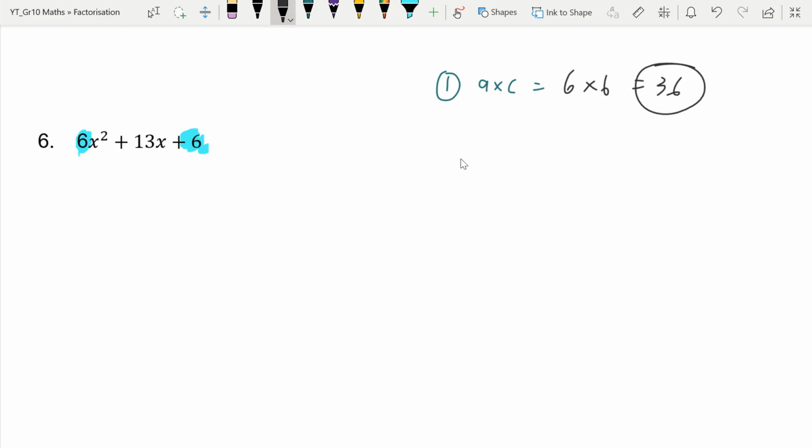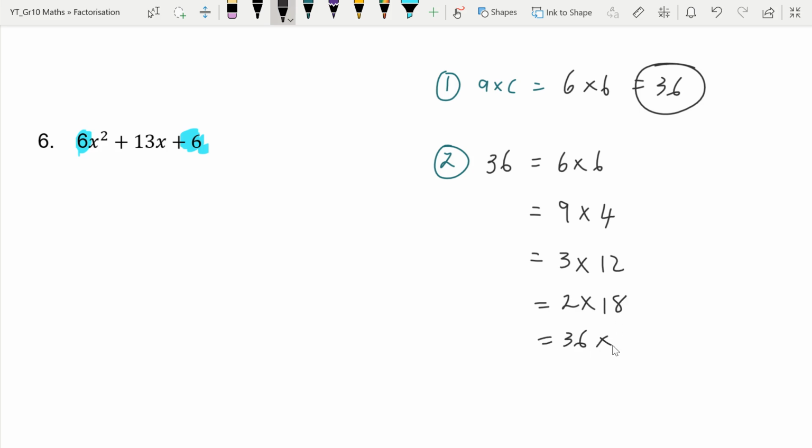Then we're going to use that 36. In the second step, we are going to write down the factor pairs of 36. Well, that can be, we know, 6 times 6. It can also be 9 times 4, 3 times 12. Am I missing something? 2 times 18. Obviously, 36 and 1. I don't think I'm missing anything.